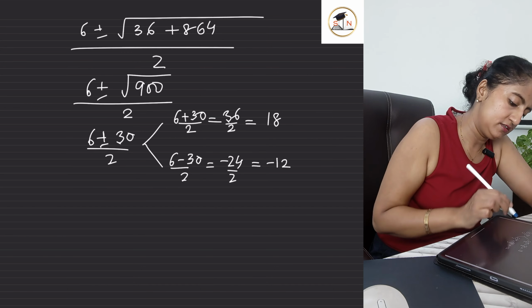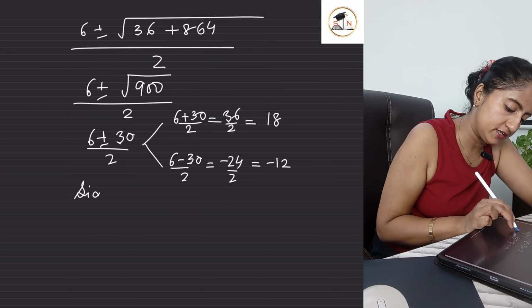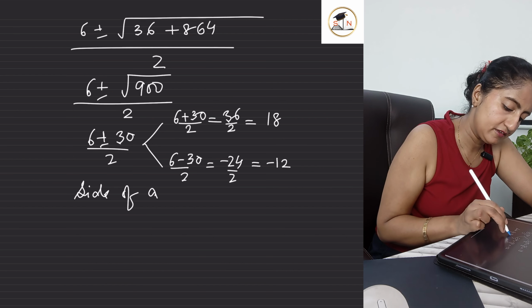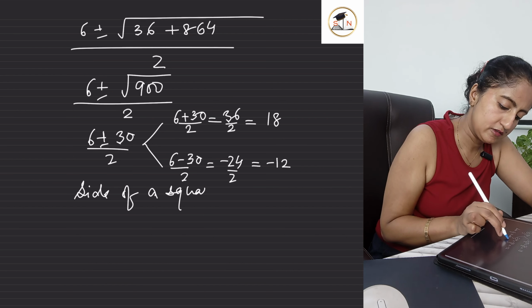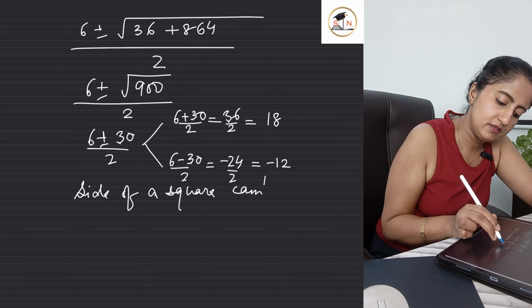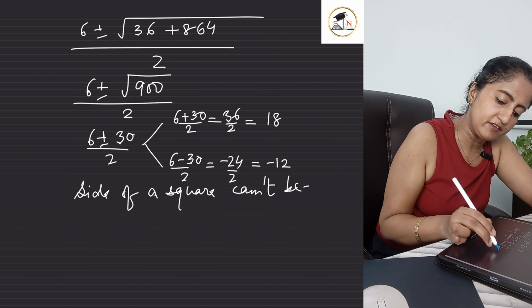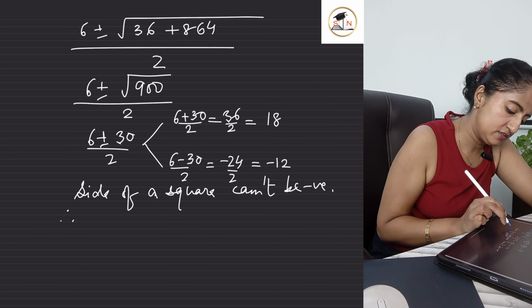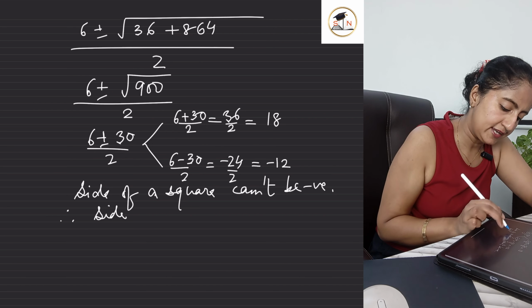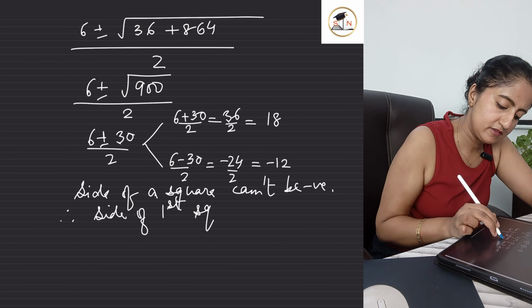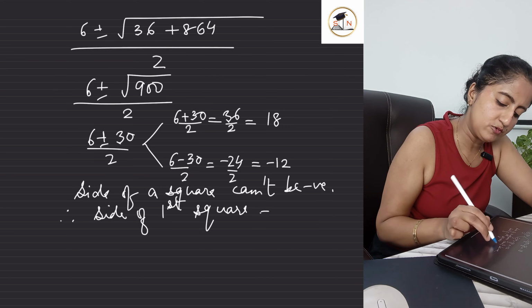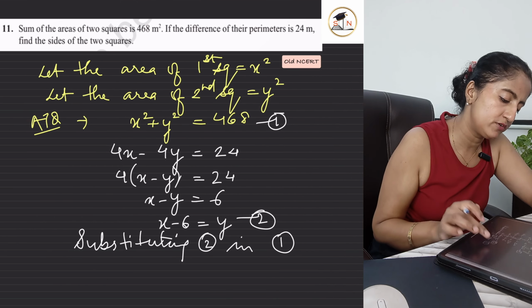Not the area. Side of a square can't be negative. Therefore, side of first square equals 18, and what was the unit?